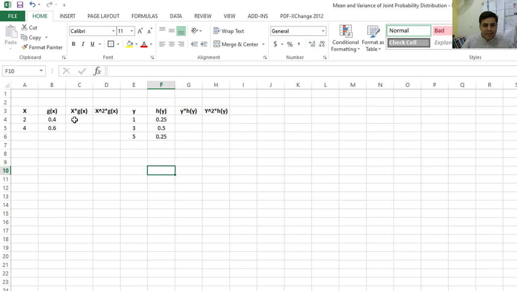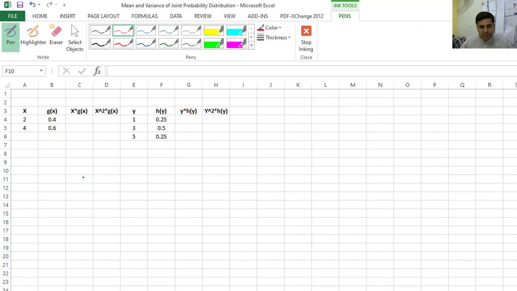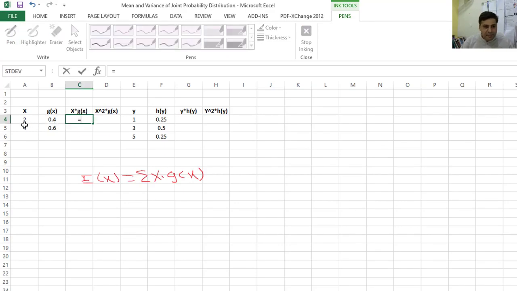So in Excel, how will you multiply this? Because we want to calculate Ex. How will we calculate Ex? As you know, Ex is equal to summation x into Gx. So in this column we will calculate this. You write this is equal to x into Gx, and then you drag it down. Similarly, we also need x square Gx, because we also need to calculate variance of x.